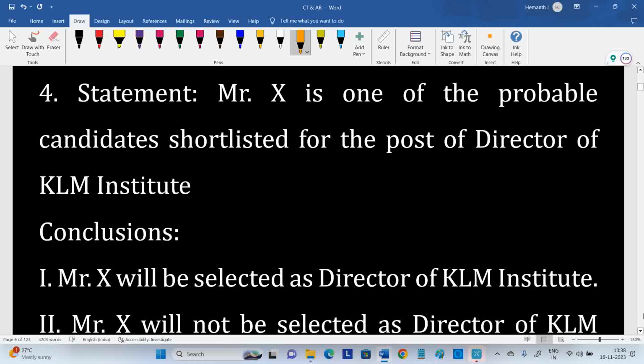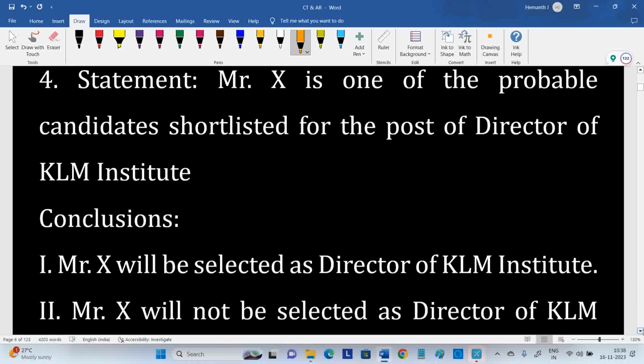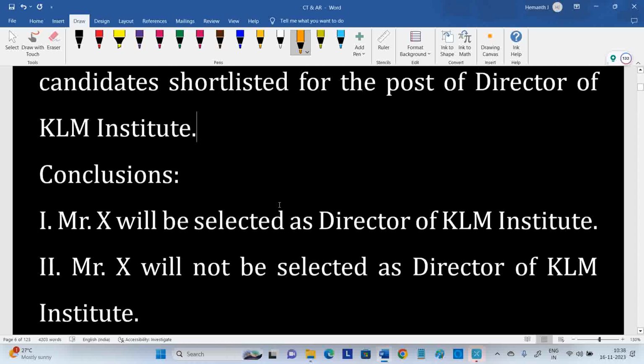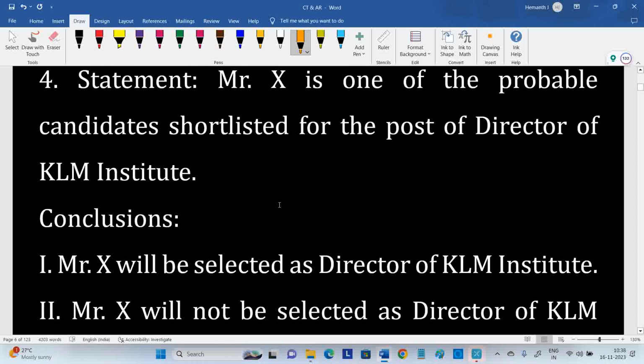Now this is the entire question. Mr. X is one of the probable candidates shortlisted for the post of director of KLM Institute. Now conclusion 1, Mr. X will be selected as a director. Conclusion 2, Mr. X will not be selected as a director of KLM Institute. What will be your answer? Is it only one follows, only two follows? Either one or two, neither one or two, both.